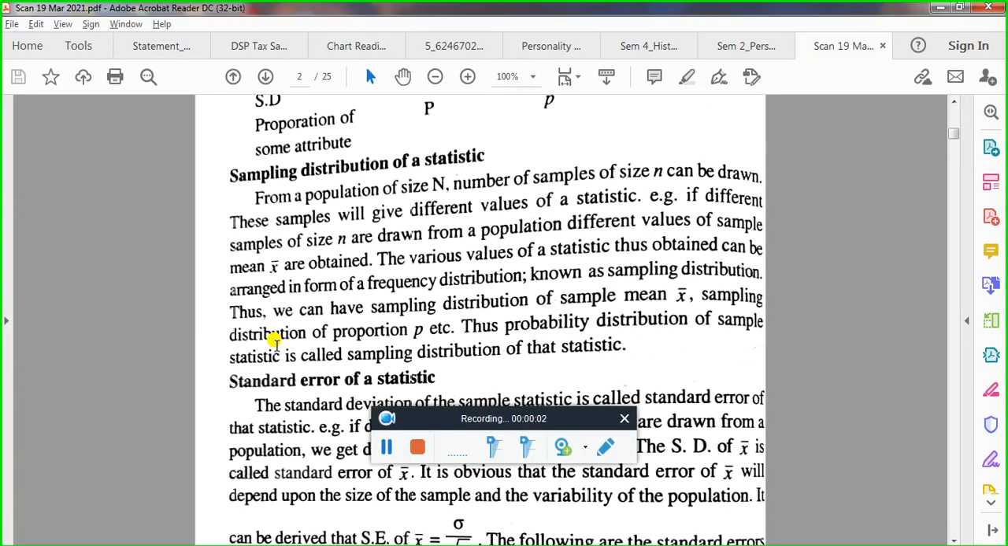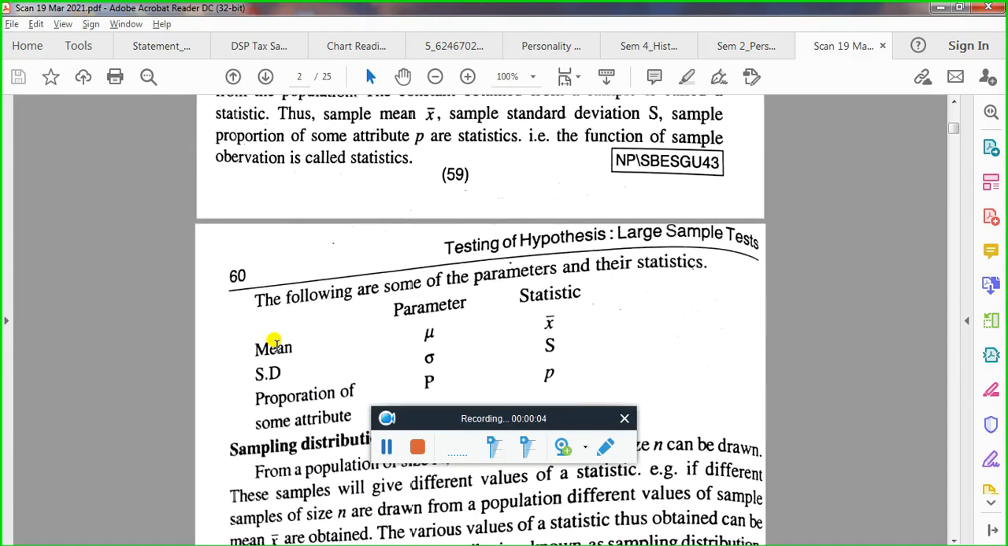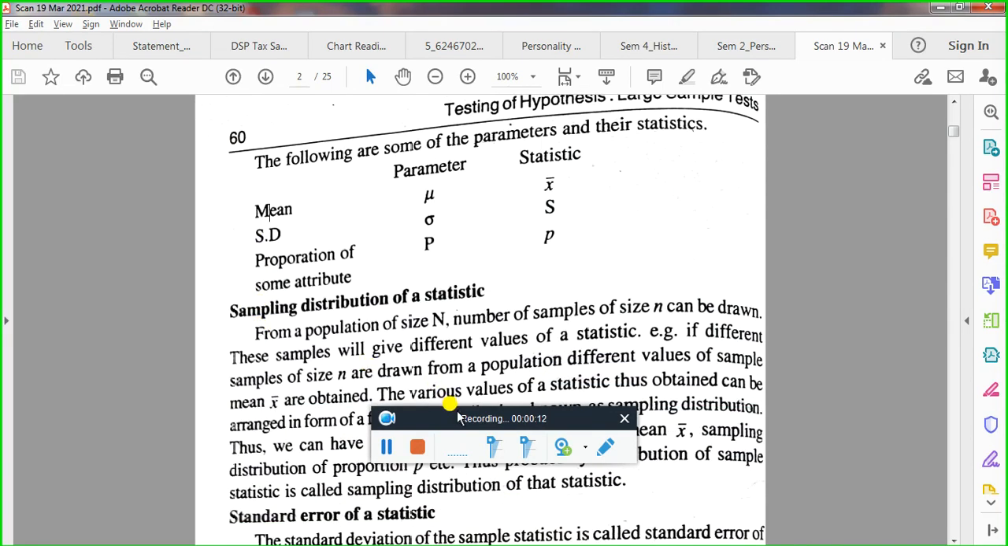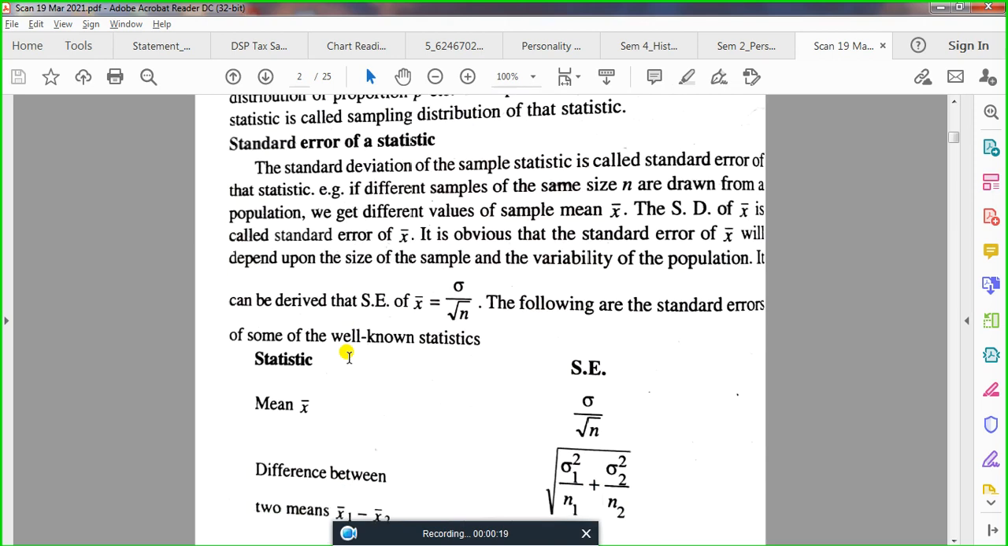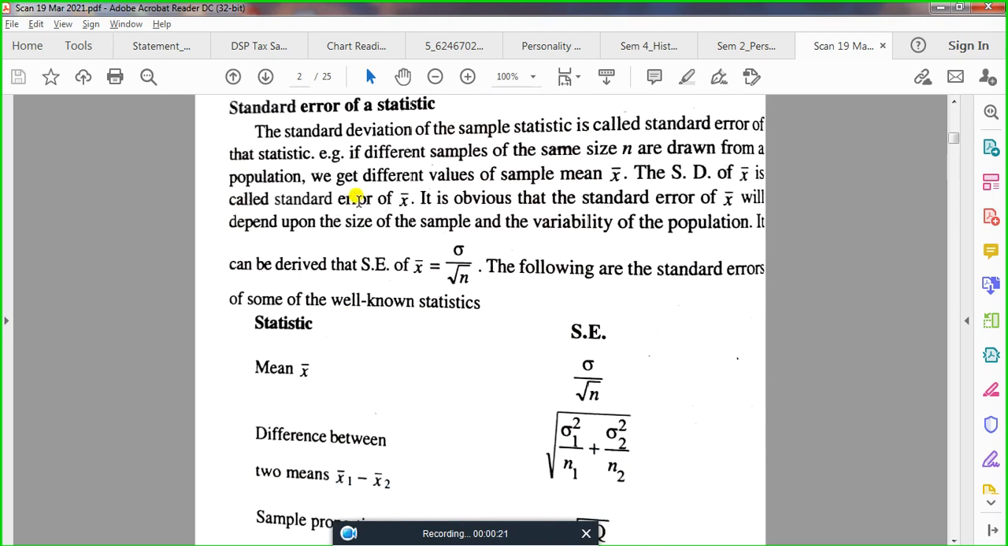Hello friends, here I am going to take your next lecture. In this lecture I am going to complete your theoretical concepts, and if it is possible we'll try to discuss a few mathematical questions. I have already covered standard error. The standard deviation of a sample statistic is called standard error, and it has a most important role in the testing part.